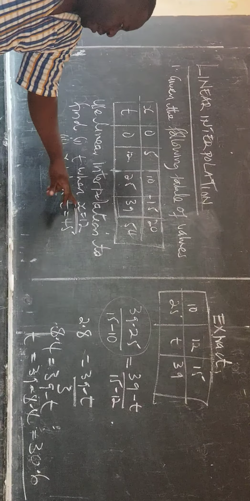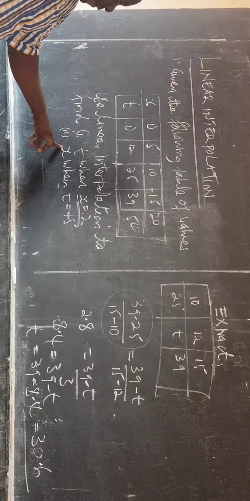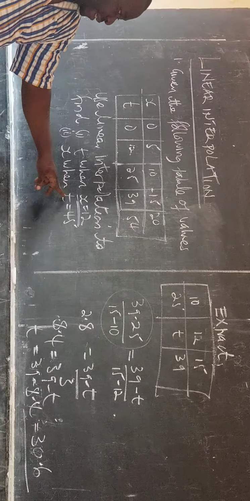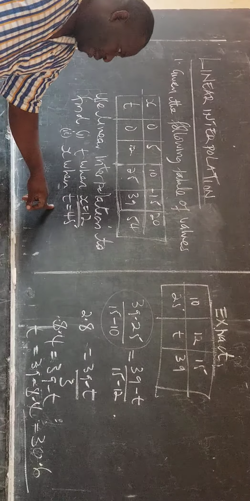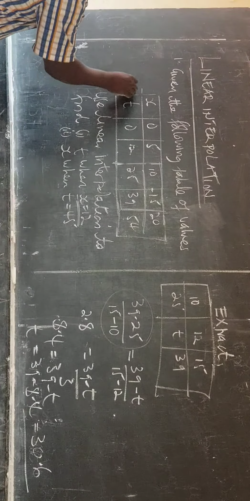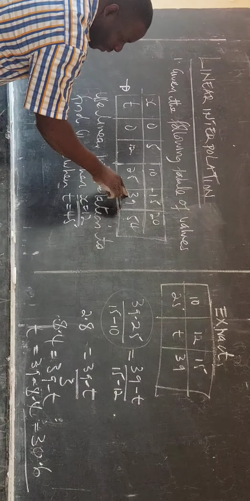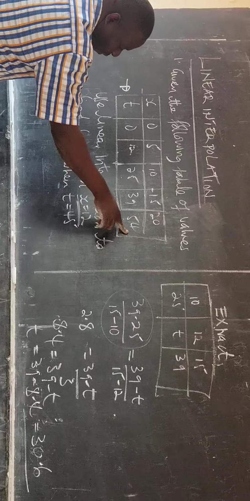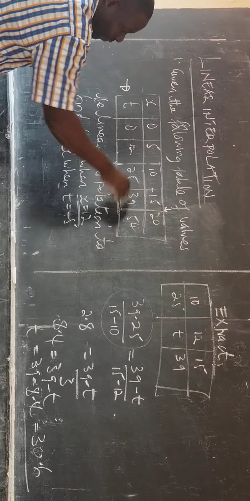Then we also use linear interpolation to get the value of x when t is equal to 45. Let us try that one. These are values of t, so we look for t equals 45. T equals 45 lies between 39 and 54. So we can locate the value of x which corresponds to t equals 45.